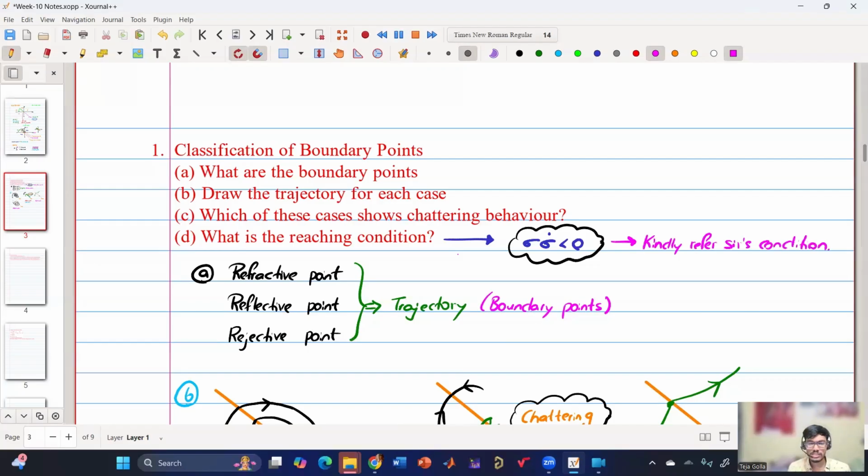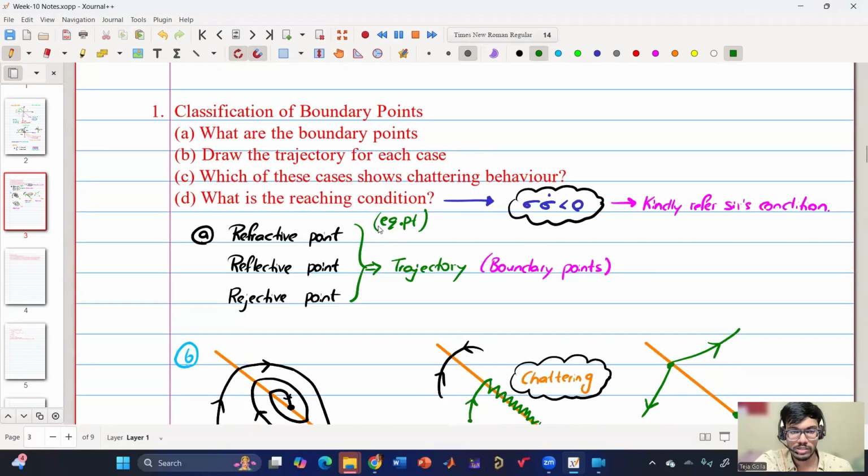So the reaching condition is the condition in which the system will reach the equilibrium point. So this is basically about the equilibrium point. Sigma sigma dot should be less than 0. Then only it will reach the equilibrium point, else it will not reach. So only this part you have to go through.